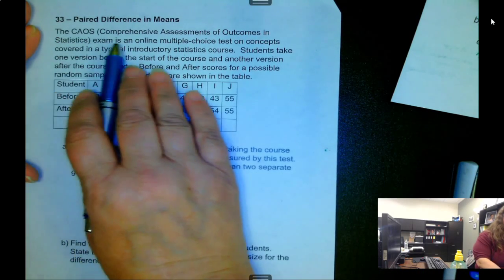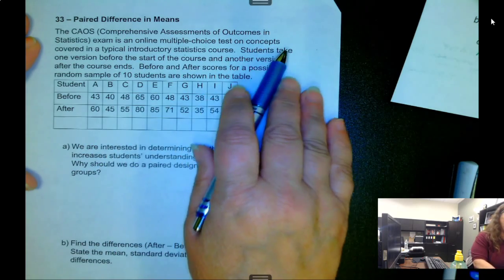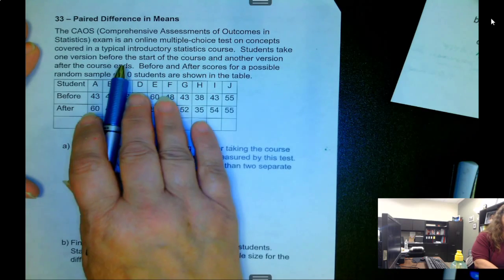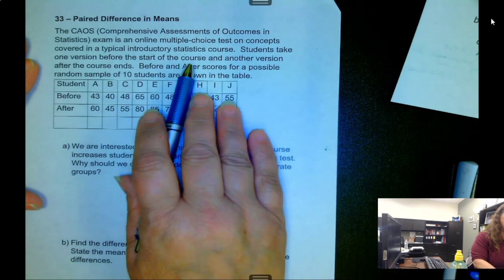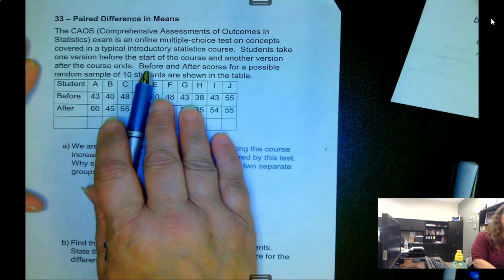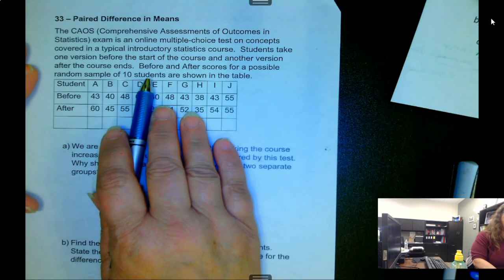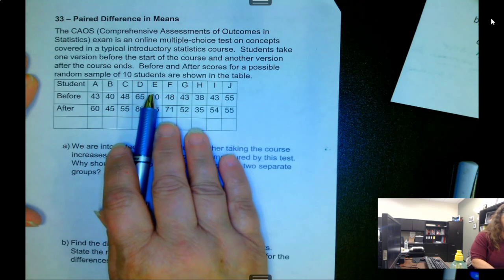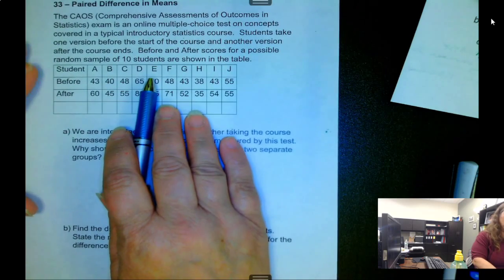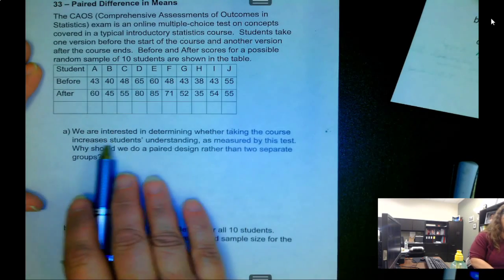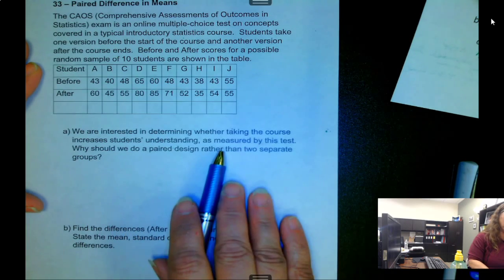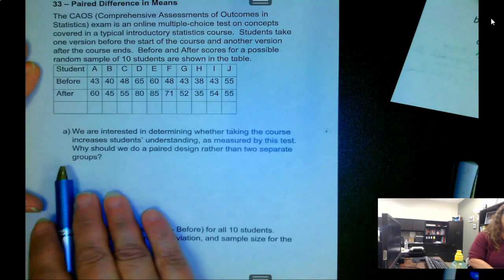So the CAOS, Comprehensive Assessment of Outcomes in Statistics exam, is an online multiple choice test on concepts covered in a typical introductory statistics course. Students take one version before the start of the course and another version after the course ends. Before and after scores for a possible random sample of 10 students are shown in the table. We are interested in determining whether taking the course increases students' understanding as measured by this test.